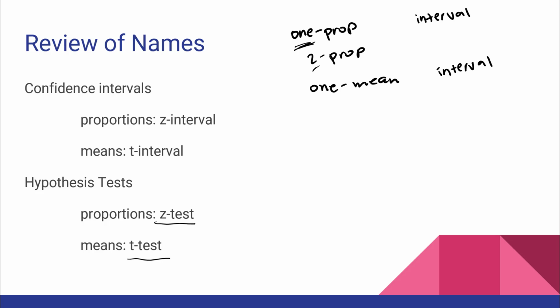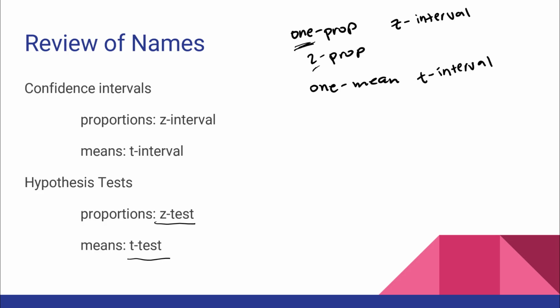So if you're working with proportions, then you always use the letter z, because everything depends on your z-scores or your z-critical values, and because for proportions, you work with a normal model, and for normal models, you always use z. For means, on the other hand, you will be using the letter t, because means are based off of a t distribution. The same rule also applies for hypothesis tests.